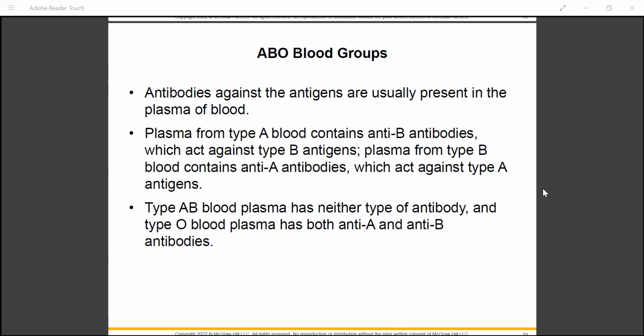Type AB blood is not going to have either antibody because remember, it has both the A and B antigens found on the surface of its red blood cells. And then our type O blood actually has both anti-A and anti-B antibodies because it has no antigens on its surface.